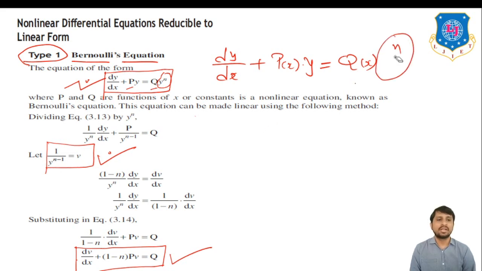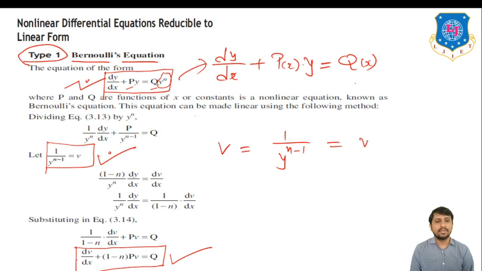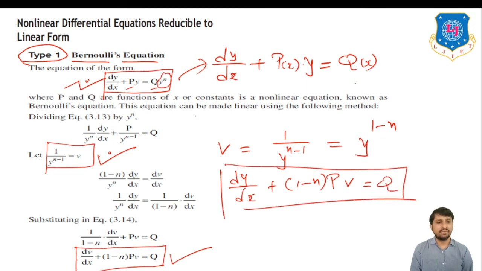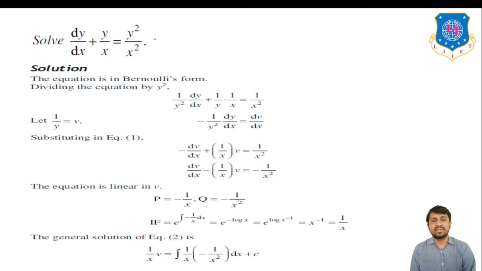So if you want to convert this Bernoulli differential equation into a linear differential equation, first we have to assume that v = 1/y^(n-1), so in particular v = y^(1-n). And our new linear differential equation is dv/dx + (1-n)Pv = (1-n)Q. Okay, this is my new linear differential equation. Clear?